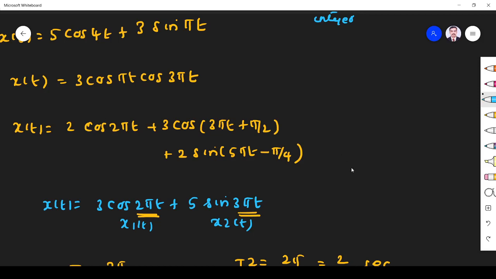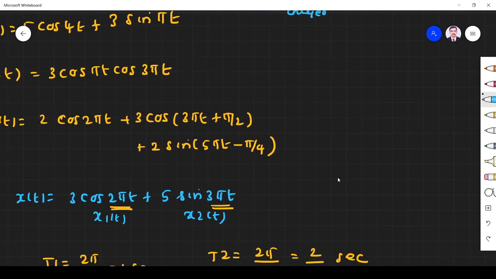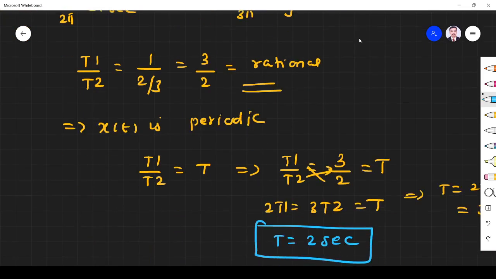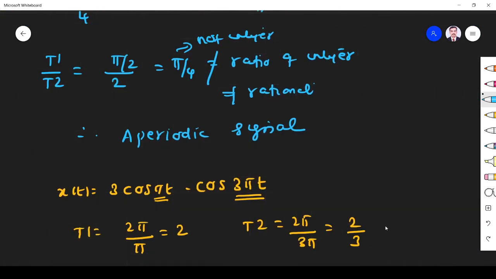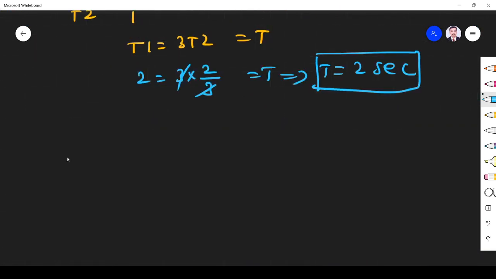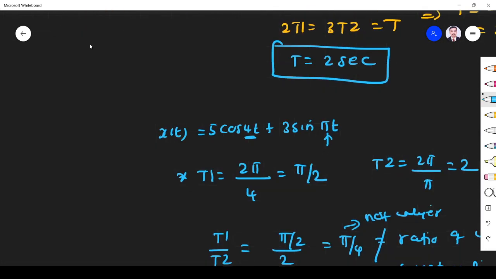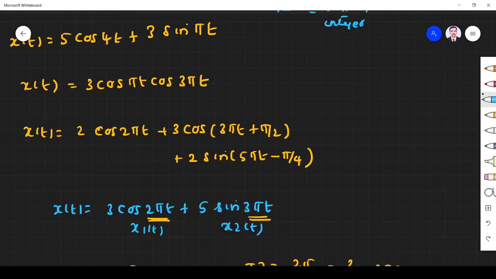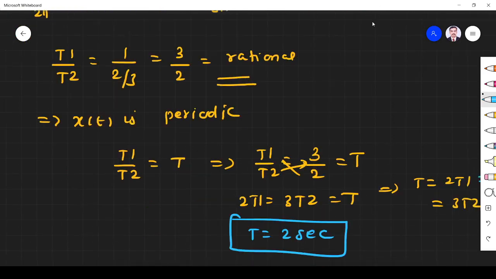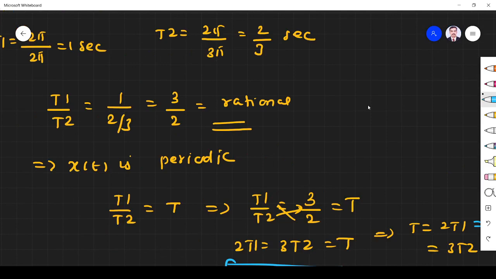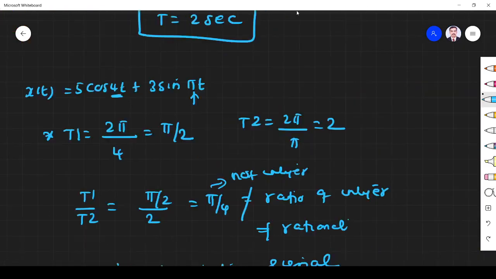So let us write this equation here. x of t is given by 2 cos 2 pi t plus 3 cos (3 pi t plus pi by 2) plus 2 sin (5 pi t minus pi by 4).